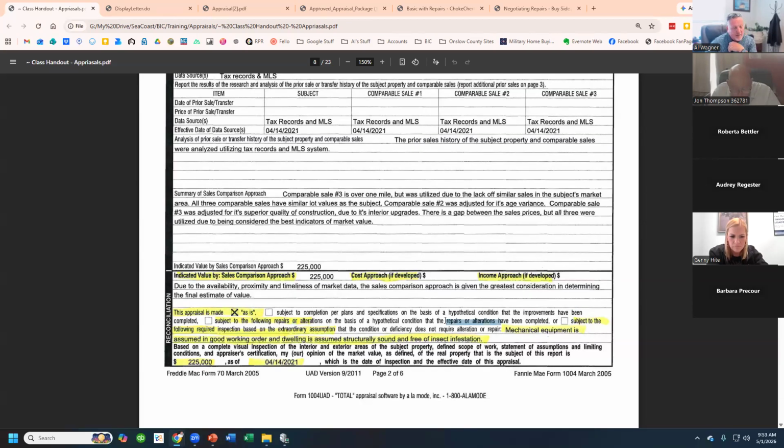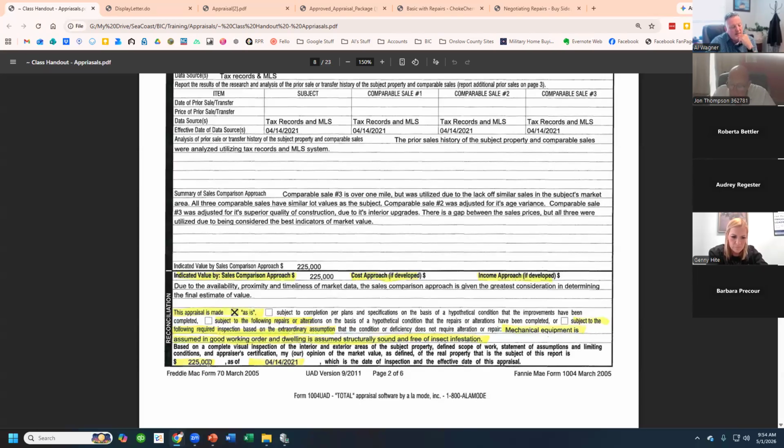And it's based on a hypothetical condition, which means we're not done yet. This one will be checked if it's subject to any required repairs, which require a follow-up inspection and the appraiser to go out. Now, this is interesting because they put here mechanical equipment is assumed in good working order and dwelling is assumed structurally sound and free of insect infestation. When they say things like this, it makes me think that it's an older unit, but it's assumed to be working in good shape. That's what I get out of that.